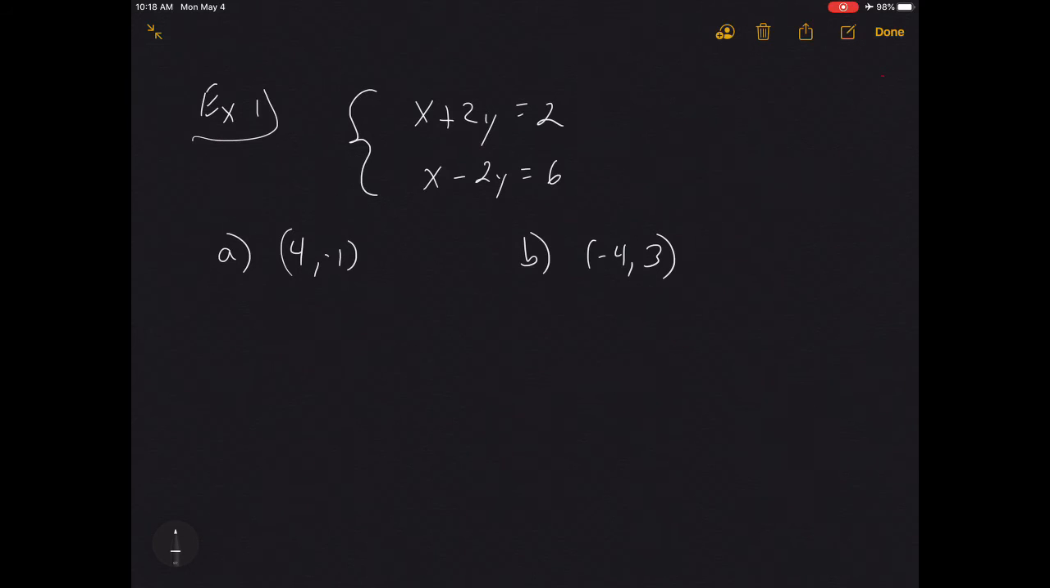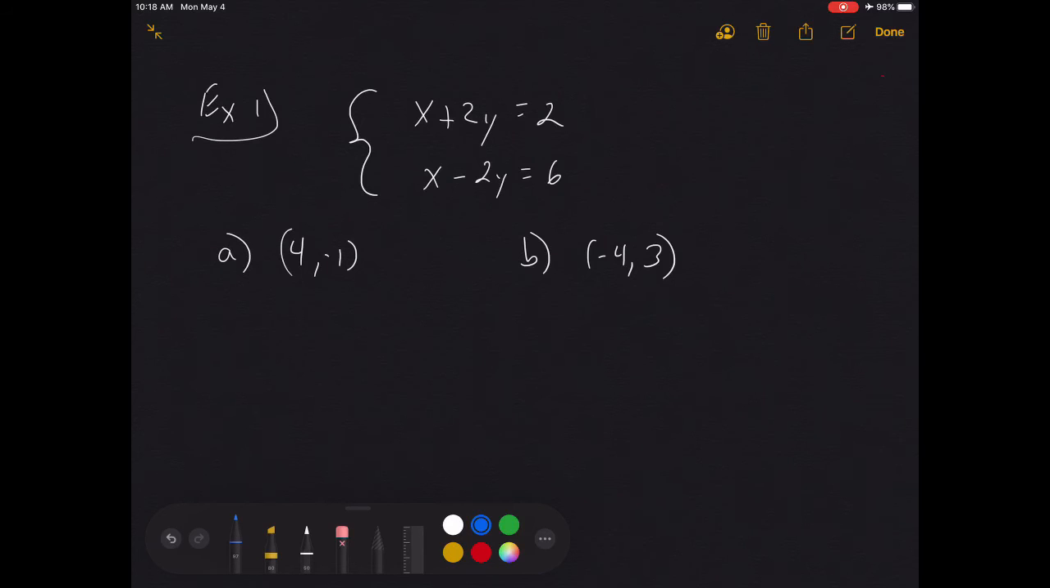For either one of these two points to be a solution, it has to satisfy both equations. It can't satisfy just one, and it definitely can't satisfy neither one of them. What you basically have to do is take the x and the y and plug them into each one of the equations and see if each statement is true. So let's go ahead and try that.